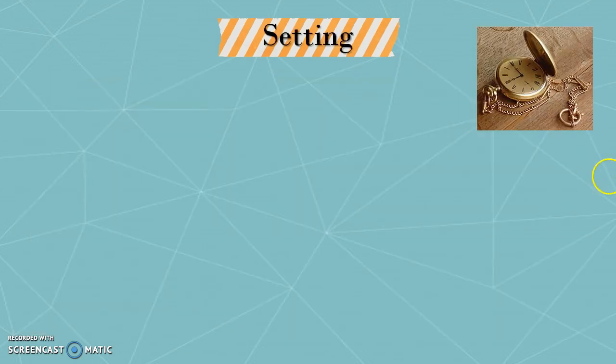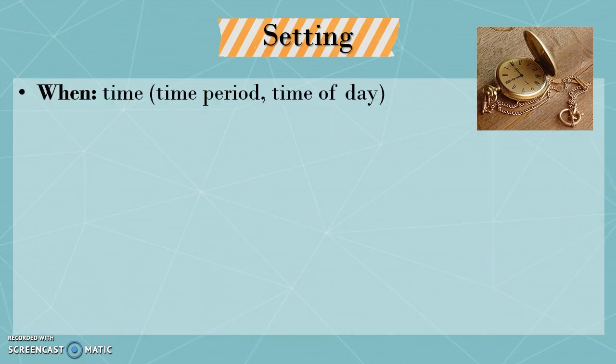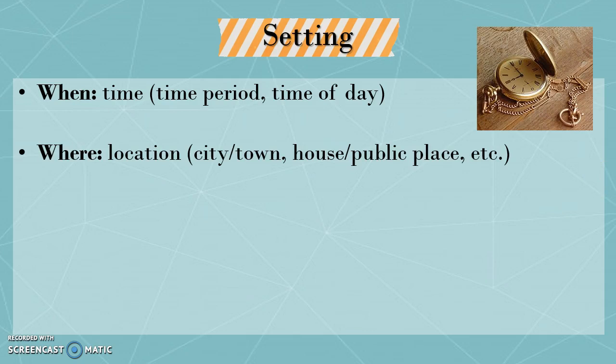The setting is essential to fictional texts. This is when, so the time period or the time of day. Where, like a location, is it in a city, a town, a house, a public place? Is it in a vehicle? Is it in one part of a town? Is it in one particular section or area or type of construction, like a building or an apartment or a house?